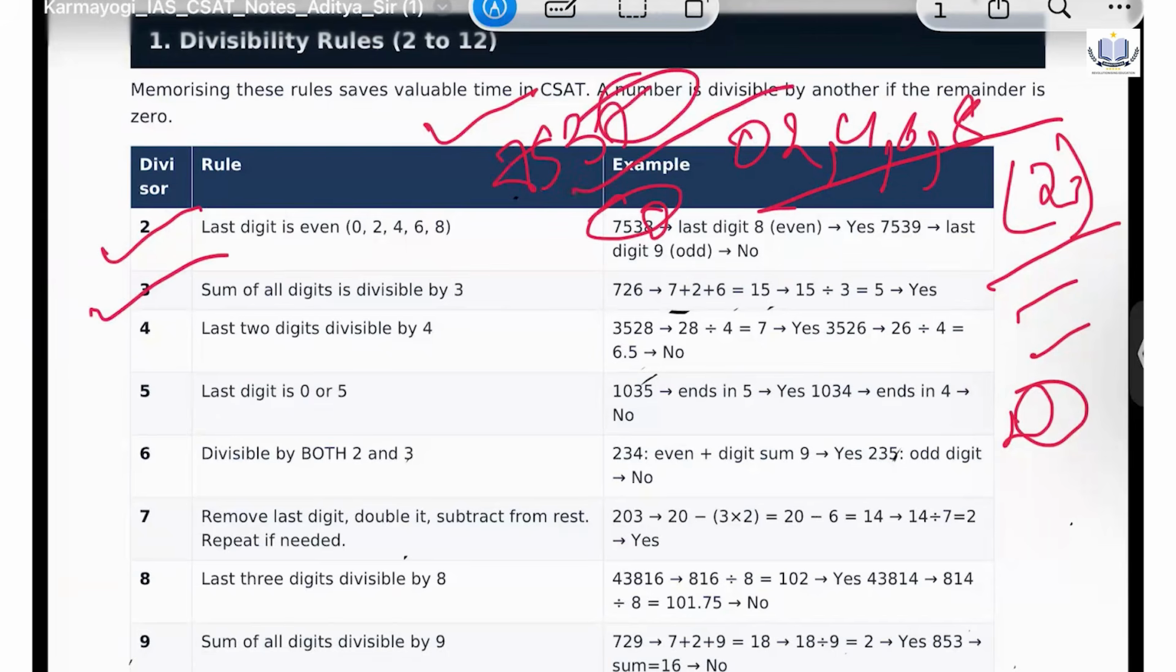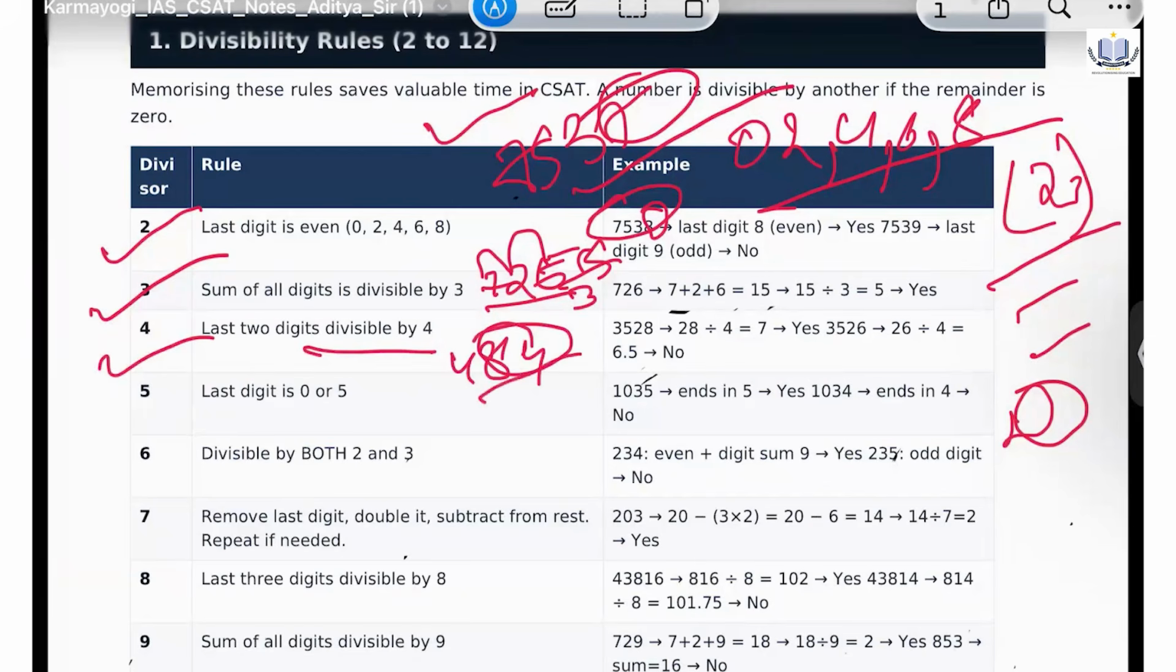Let's see the rule for 3. The sum of all the digits: if the number is 726, let's add the digits. 7 plus 2 is 9, plus 6 is 15. 15 is divisible by 3, so the entire number will be divisible by 3. For 4, the last 2 digits should be divisible by 4. So if the number is 484, the last 2 digits are 84. Is 84 divisible by 4? Yes. So if the last two digits are divisible by 4, the entire number will be divisible by 4.